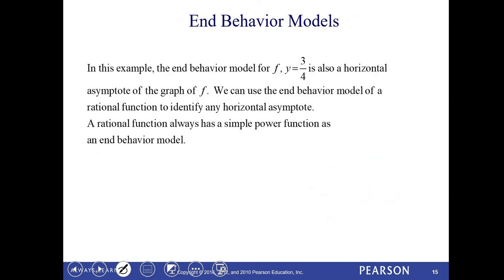So in this example, the end behavior model y equals 3/4 is also a horizontal asymptote of the graph. We can use the end behavior of a rational function to identify horizontal asymptotes. A rational function always has a simple power function as an end behavior model.